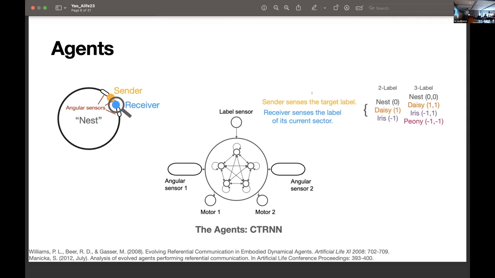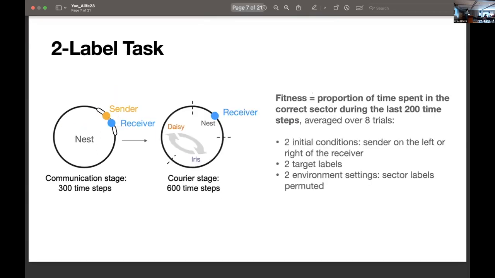For the 2-label task, we have first a nest label, which indicates the area for communication, and 2 flower labels, daisy and iris. And for the 3-label task, we add another flower label called peony. And the agents are made of continuous time recurrent neural networks. There are 5 interneurons. When they receive the sensor input, they compute and then give outputs to the motors that help the agents move on the ring.